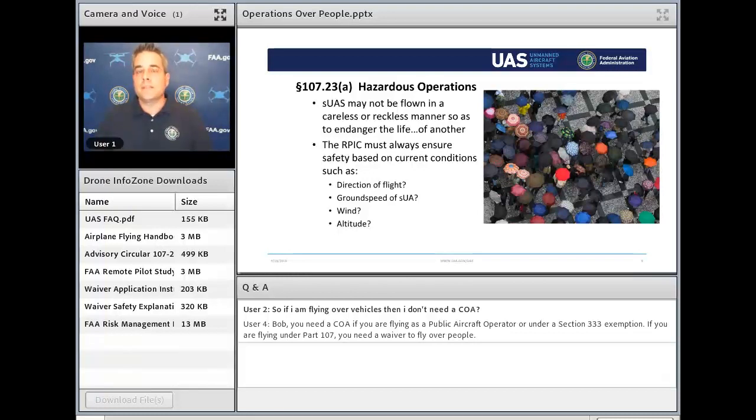So what that means is, even though you may not be flying directly over someone as the rule references, you still need to be aware of the direction your UAS is flying. For example, are you headed toward a group of people? What speed are you flying towards that group of people? Will the wind push your unmanned aircraft towards that group of people?